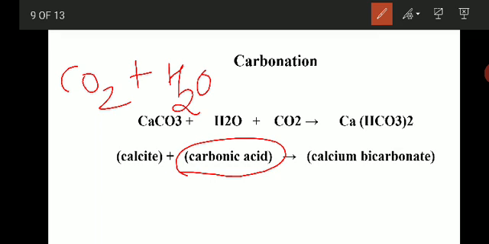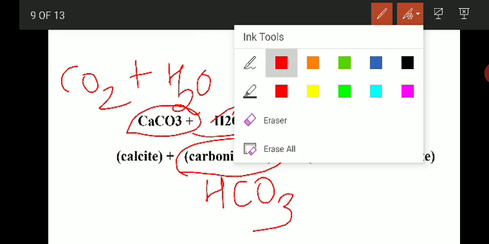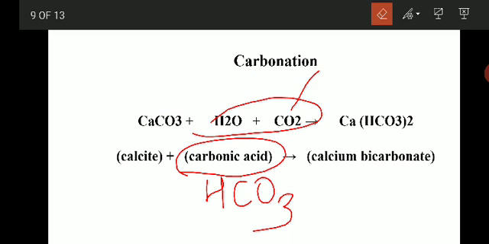So carbonic acid, this H2O plus CO2, combines and forms the carbonic acid, that is H2CO3. Okay, so this is the carbonic acid. So here water plus CO2 gives rise to carbonic acid. And suppose this is a mineral called calcite, CaCO3, that is calcium carbonate. So calcium carbonate and the carbonic acid, which is formed by combining H2O and CO2.